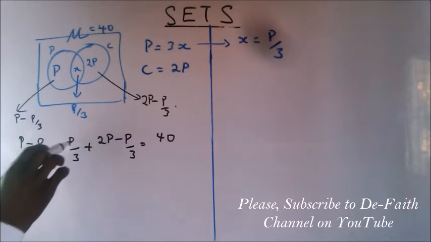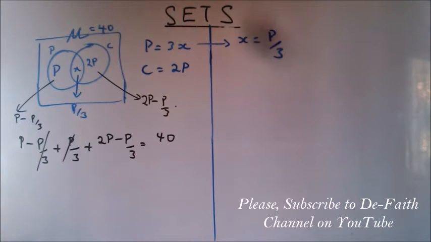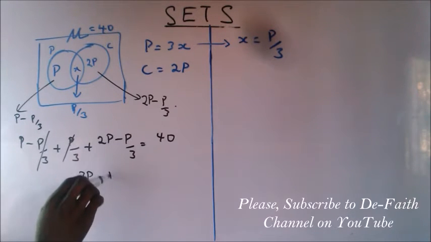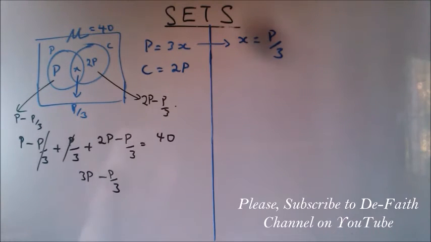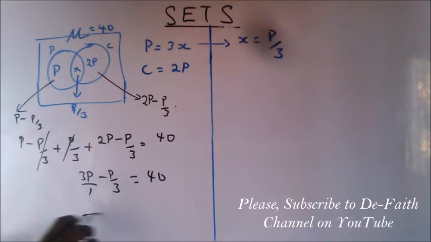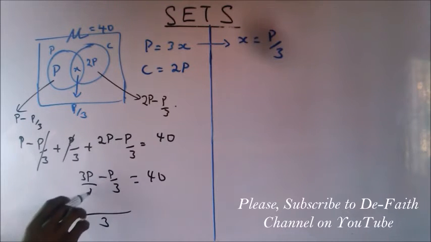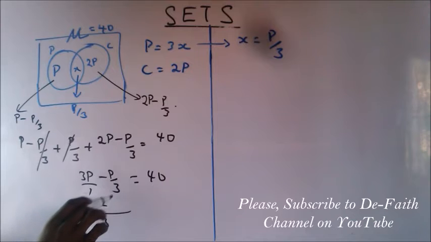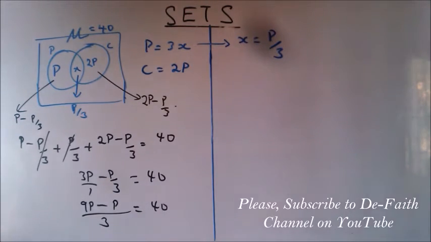Minus P over 3 plus P over 3 cancels out. And so we have P plus 2P. That gives 3P minus P over 3, which is equal to 40. We can find the LCM of this, and we have 3. 1 in 3, that's 3. 3 times 3P gives 9P. 3 in 3, that's 1. And then we have P equal to 40.